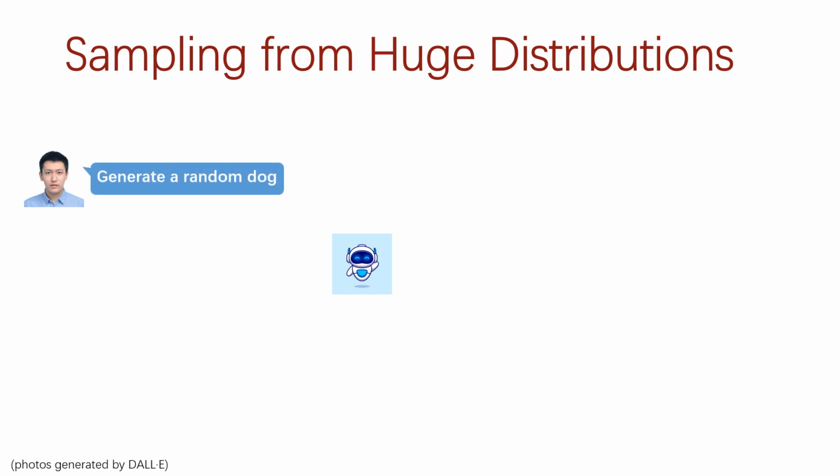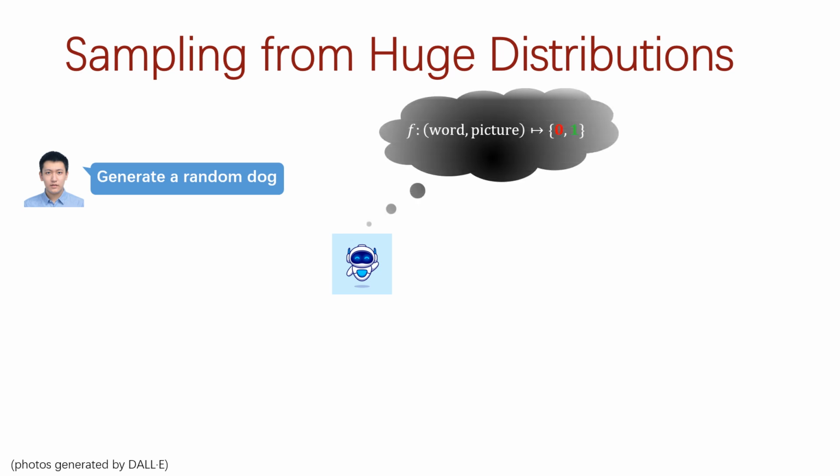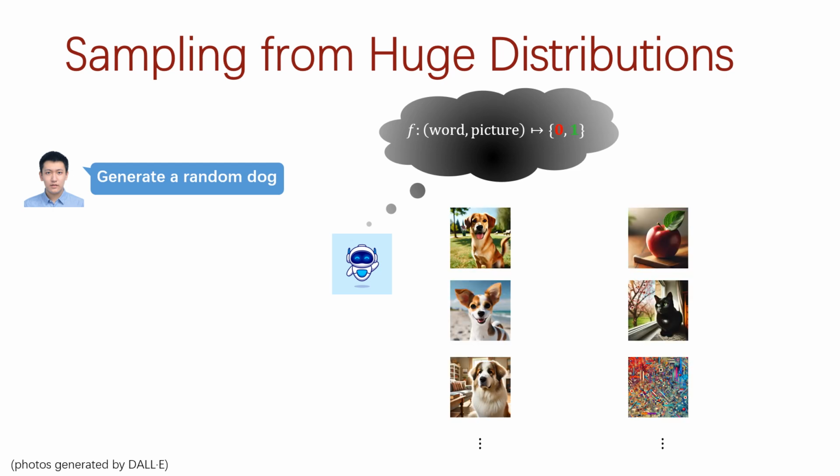The focus of this talk is on sampling from huge distributions. Consider I'm talking to a bot and asking it to generate a random picture of a dog for me. The bot may then think about a function mapping a word and a picture to a Boolean value indicating whether the word characterizes the picture. For example, the word dog characterizes the left three pictures and the value of the function is 1. On the other hand, it does not characterize the right three pictures and the value of the function is 0.